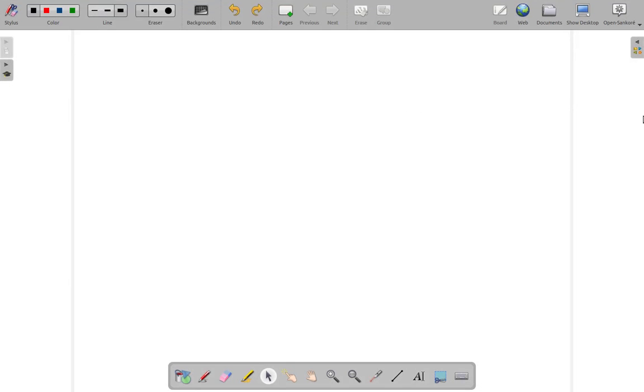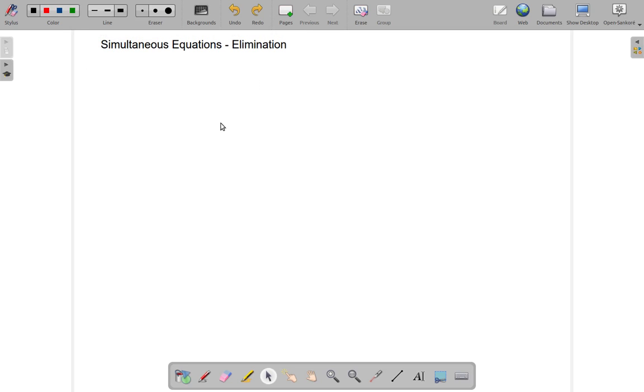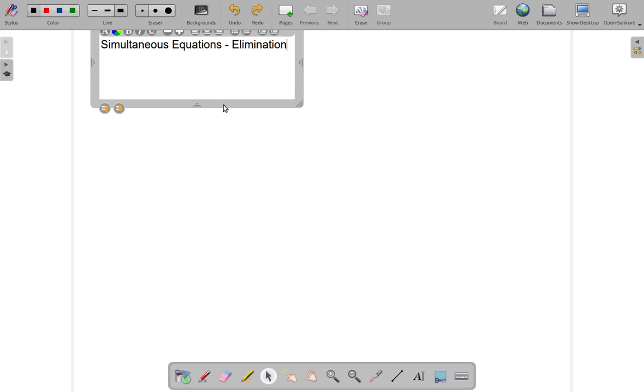Let us look at how we solve a pair of simultaneous equations. Alright, so we're looking at, and we want to specifically look at the method of elimination. Alright, we want to look at using the method of elimination.